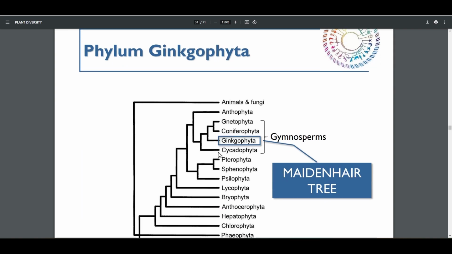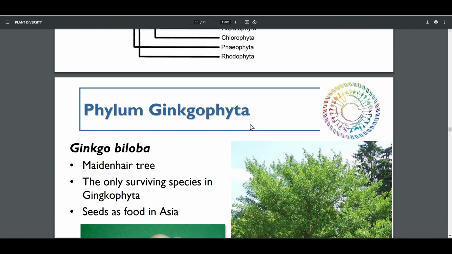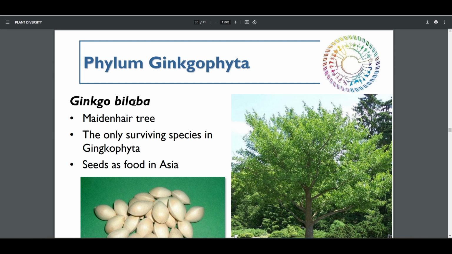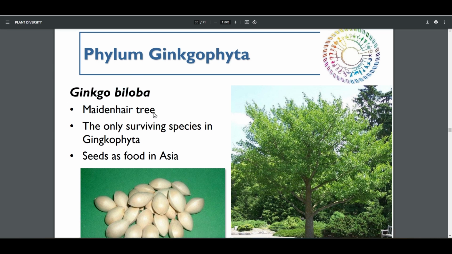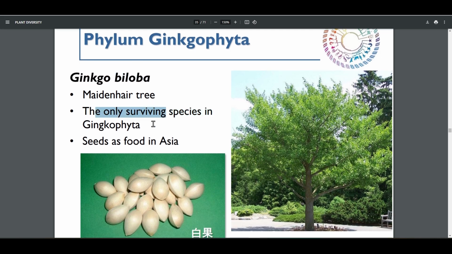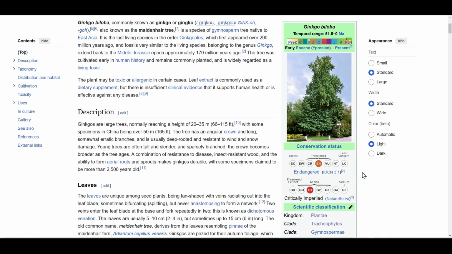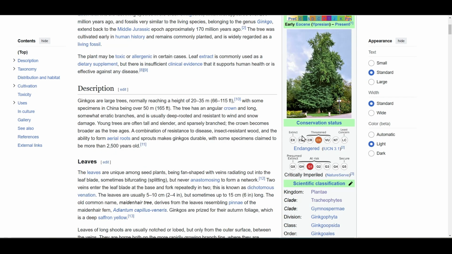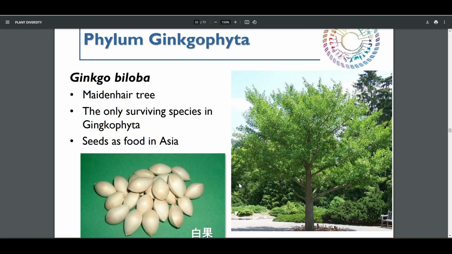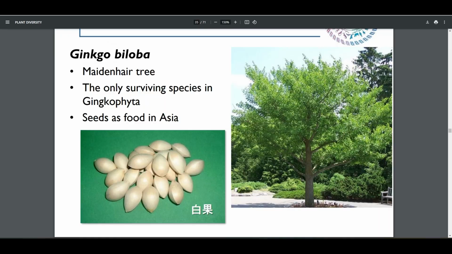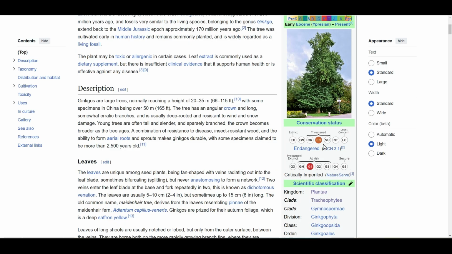All right. We will now talk about a bit of ginkgophyta, which only has one species, the ginkgo biloba. This is the only surviving species in ginkgophyta. They're all extinct. Hold on. Welcome to Wikipedia. Okay, so I don't understand why it is endangered. It's made for cultivation, but at the same time, it's also endangered. Maybe it's like panda and critically imperiled.